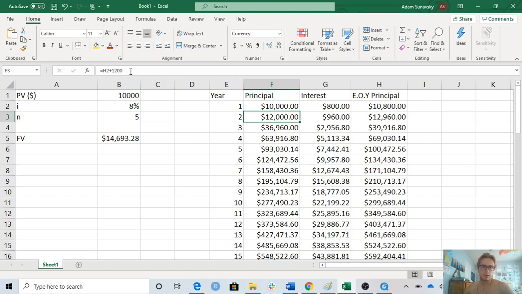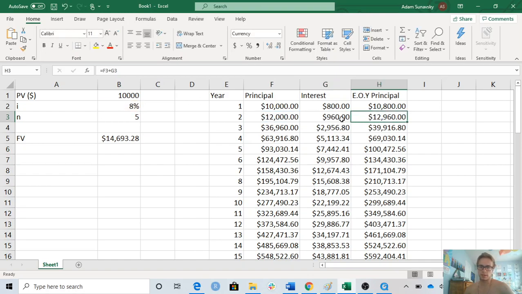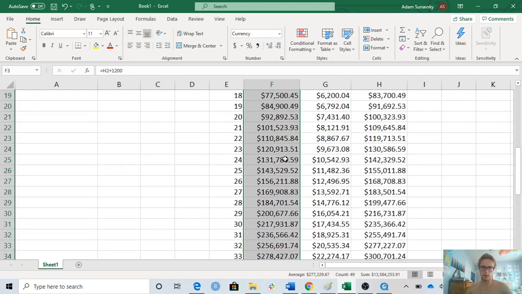And so yeah, and interest again is just this cell, 12,000 times 8%. And of course, that's going to be $960. And then you add these two cells and we get close to 13,000. So let me just do that all the way until 50 years.